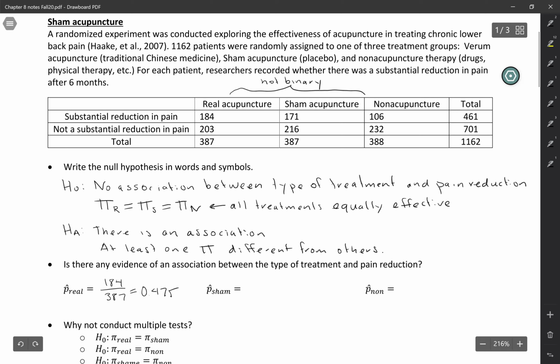And we could do the same thing for the other groups, and we can see that for sham, that proportion is 0.442, and for non-acupuncture therapy, that proportion is 0.273. So they're not all the same. Knowing what group someone is in helps you predict whether their pain was reduced or not. So we would say yes, in the sample at least, there is evidence of an association.